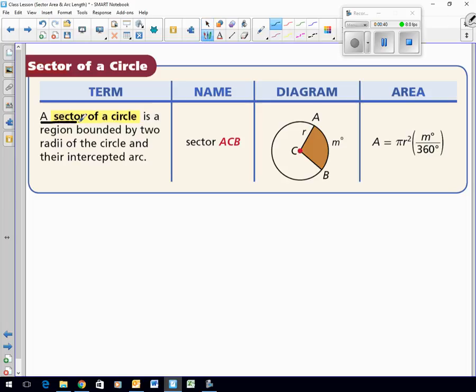A sector of a circle is a region bound by two radii of the circle and that intercepted arc. So when I talk about a sector, very simple. If you need a real-life example, pizza, right? A slice of pizza is what we're talking about here. Or a slice of pie or something along those lines.